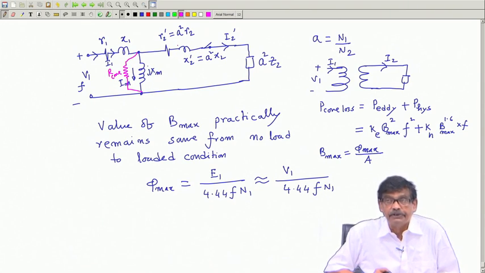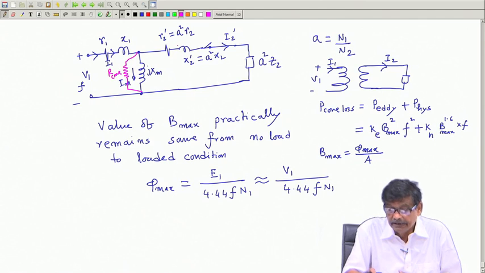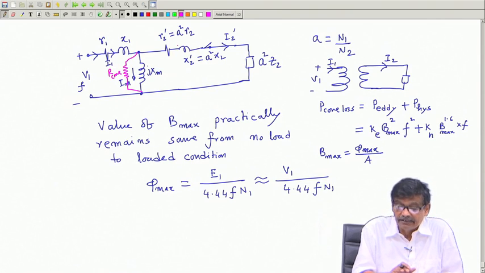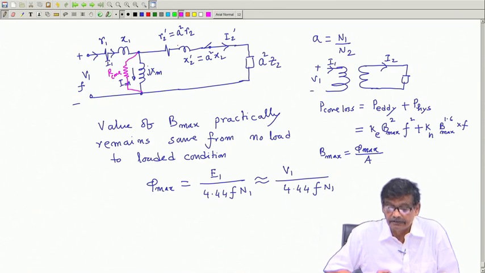Okay, we will continue with this, and this is the complete exact equivalent circuit of a single phase transformer referred to the primary. We will continue with this.